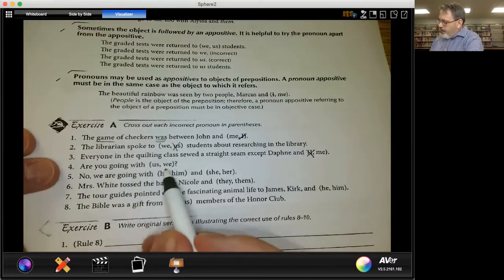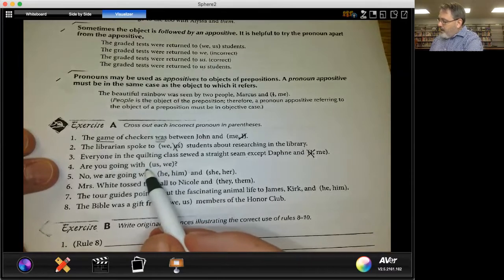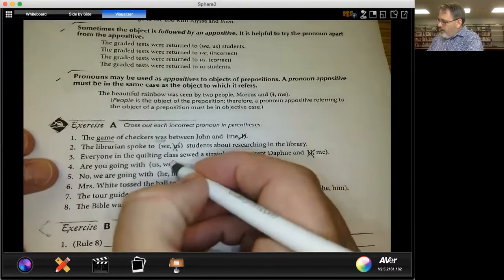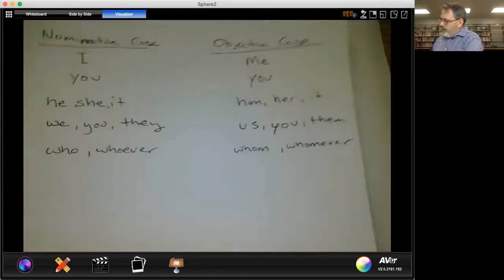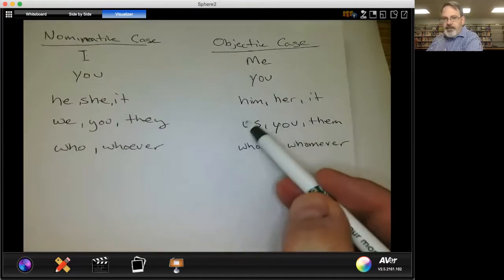Are you going with us or are you going with we? Well, with us or with we would be a prepositional phrase. In this case, we just sounds bad, doesn't it? With us, but we know that's correct because us is an objective case.